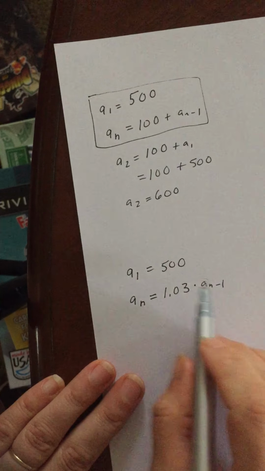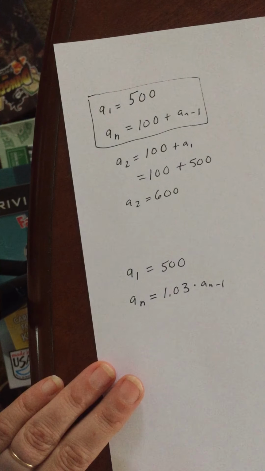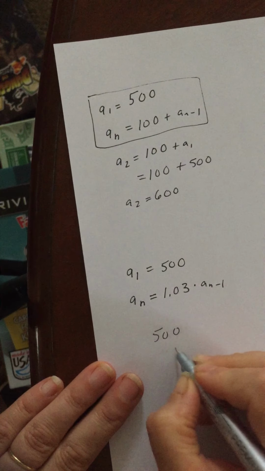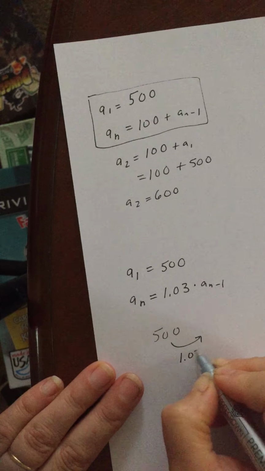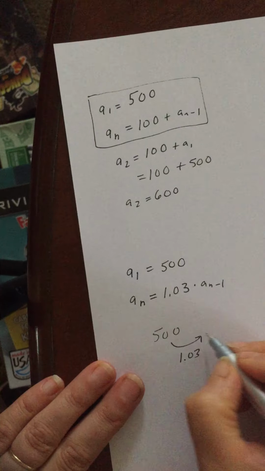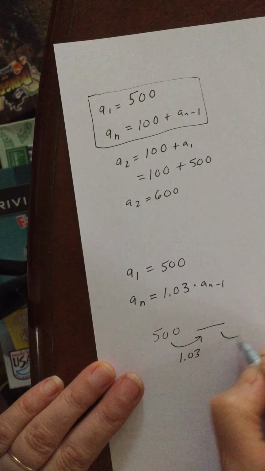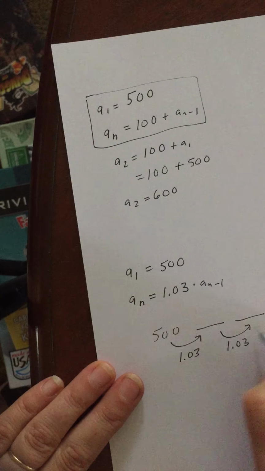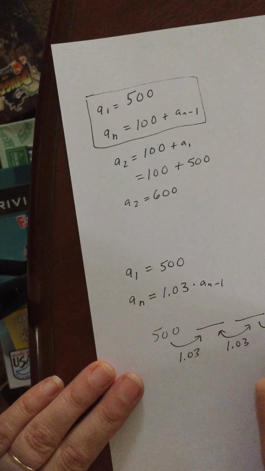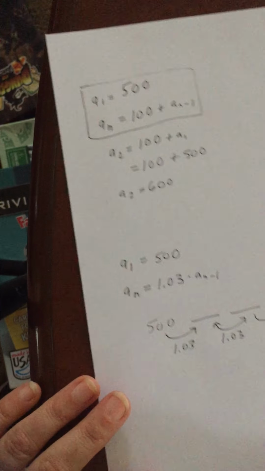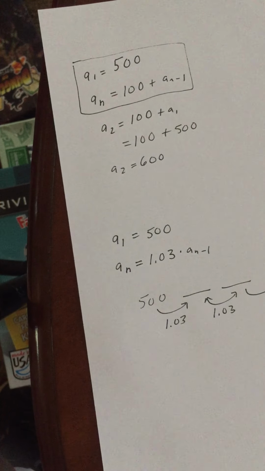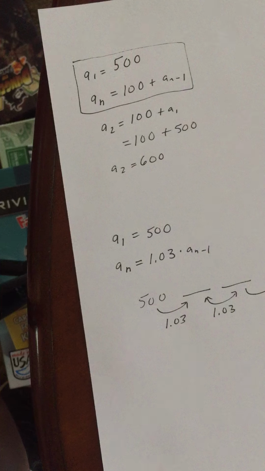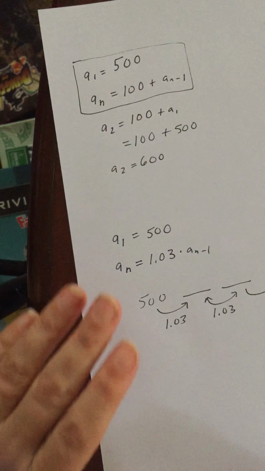Hopefully you can see that what I'm doing is 500 times 1.03, which gives the next value, and then times 1.03 again, which gives the next value. You can see that it's a geometric sequence. In this case it would be nice to have a calculator to work it through, but you can see it's continually multiplying by the same number. So that's going to be geometric. That's another example of a geometric sequence.